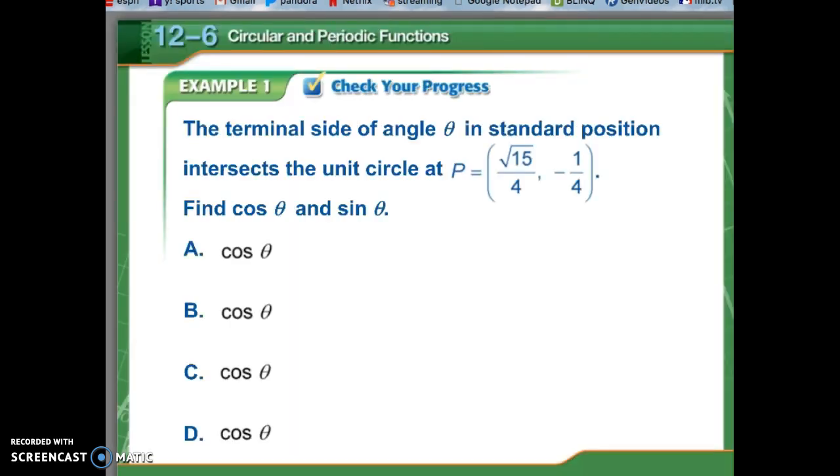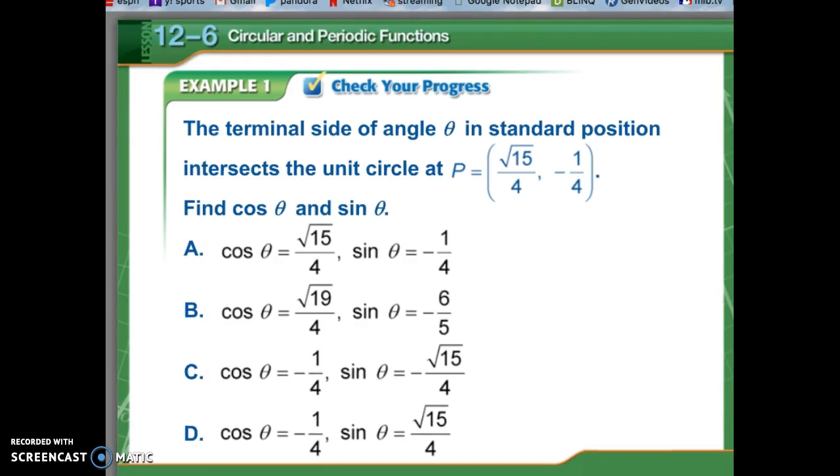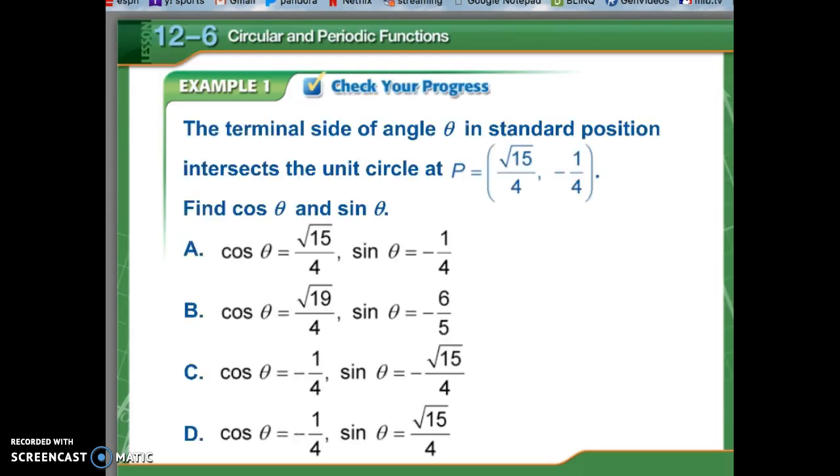Here's one to go ahead and check your progress on. Pause the video, figure out the answer, and in a second I'm going to advance to the next slide and reveal the answer. And the answer, of course, this time is A. The cosine is square root of 15 over 4, and the sine is negative 1 over 4.